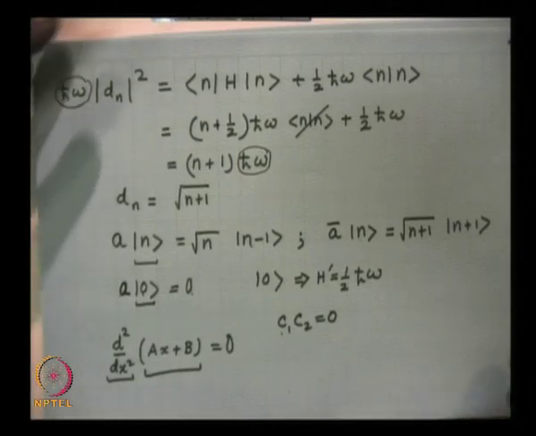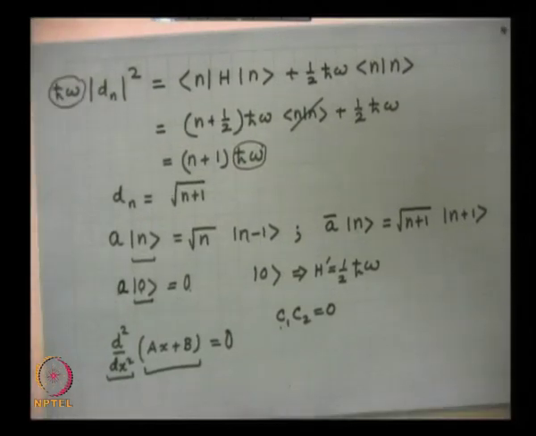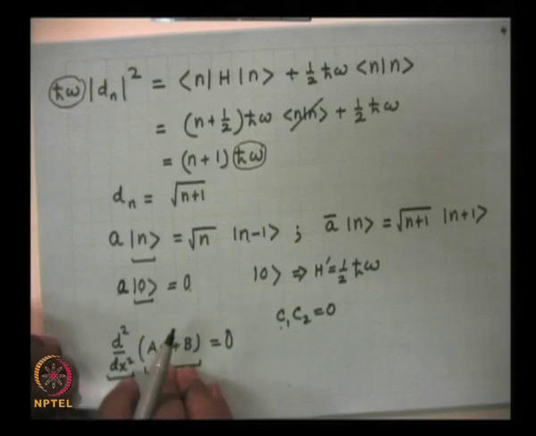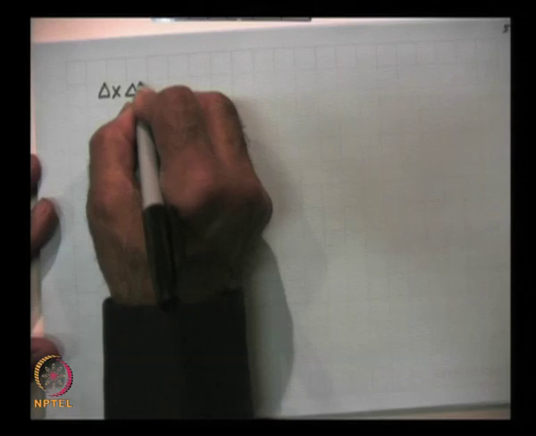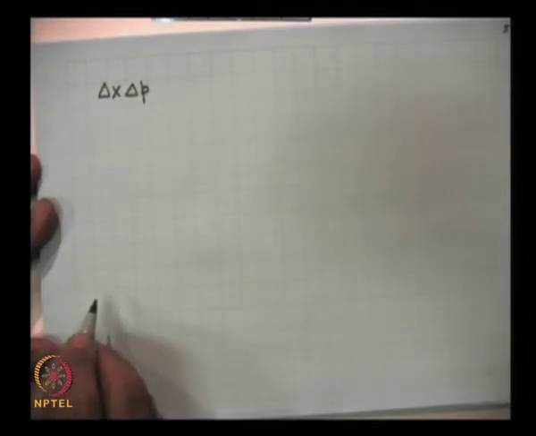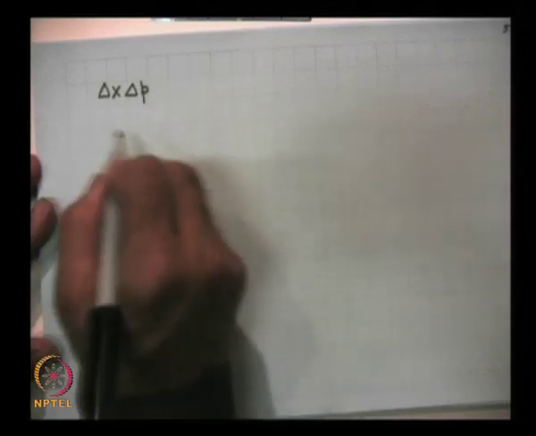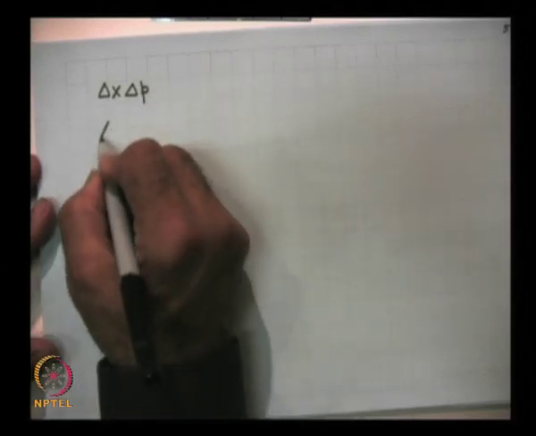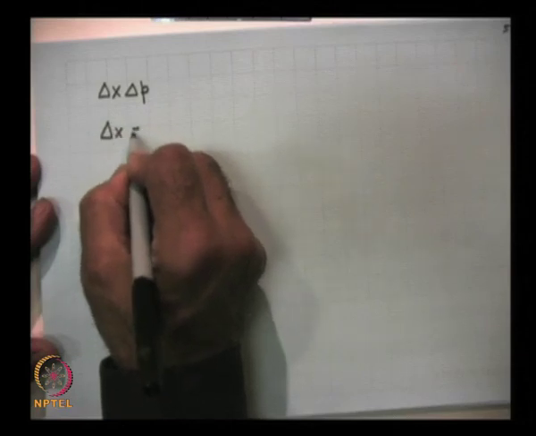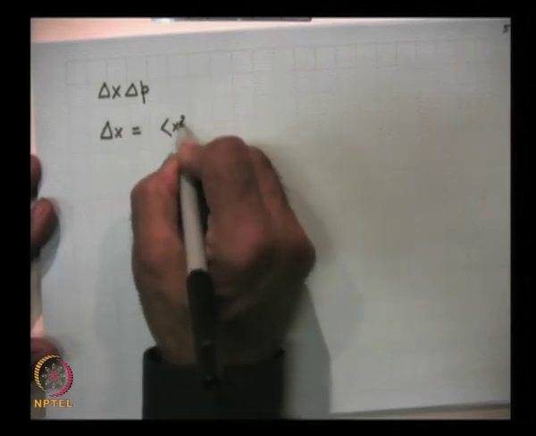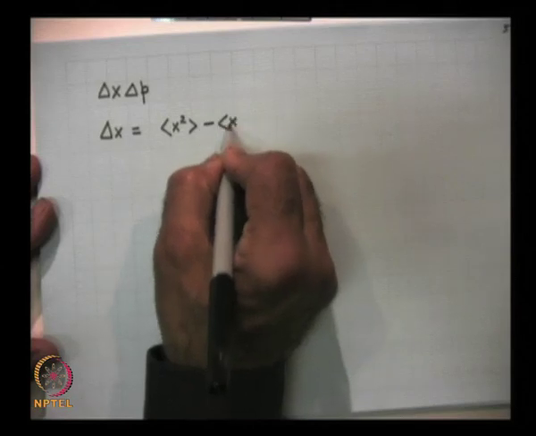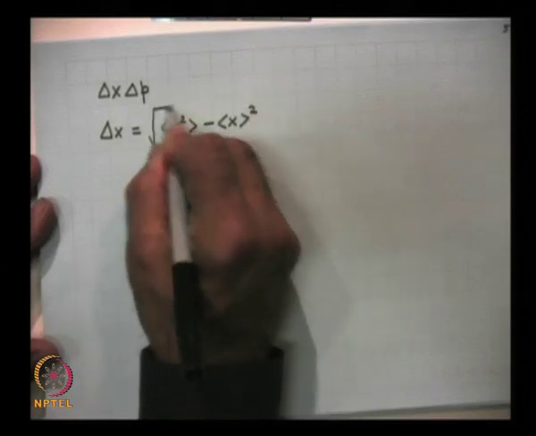Okay. Now, with this algebra, we can very easily calculate many of the quantities. For example, let us suppose we want to calculate delta x, delta p for the harmonic oscillator states. Now, what do I mean by delta x, delta p? Let me just first consider delta x. So, delta x is the square root of x square minus x average square.